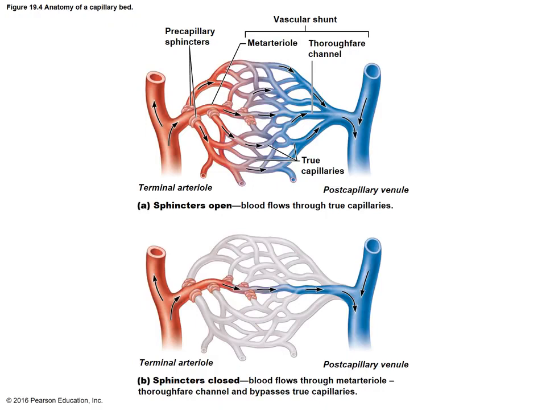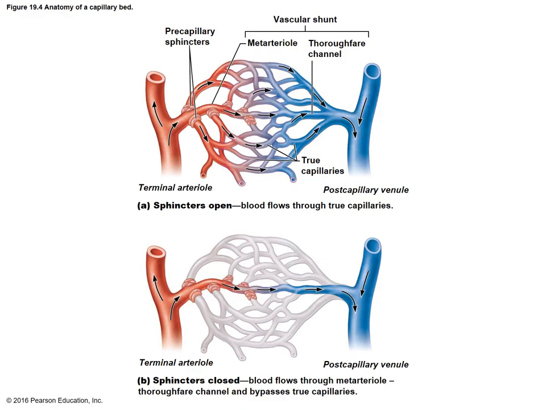So here's a nice diagram that shows on the top when they are open and it's allowing the blood flow to go through those true capillaries, through that entire capillary bed. And then when they are closed, like I said, it's like putting up a roadblock and it prevents the blood flow through the true capillaries. It just goes through the vascular shunt.